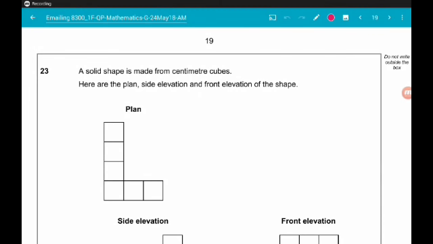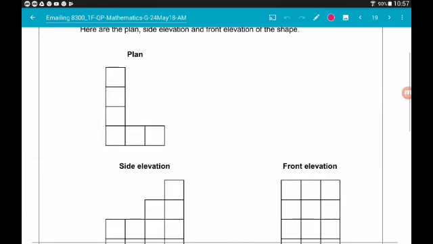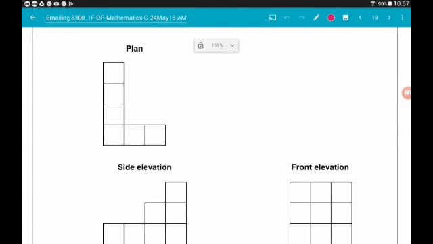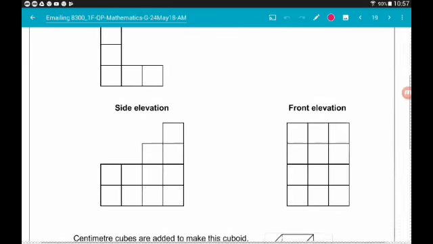23, a bit of a tricky one I think, especially to explain. So a solid shape is made from centimetre cubes. We've got the plan view, which means the view from above, side elevation, and front elevation. So, from the plan view, the view from above, we can see the width of our shape is 3, and the length of our shape is 4. From the side elevation and front elevation, we can see we have a height of 4.